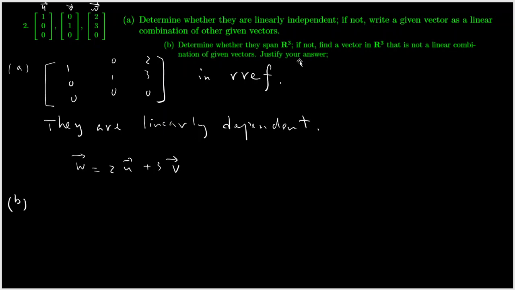Now check our notes. We also have a shortcut method. We do the same thing. We form a matrix with the components of U, V, and W in columns. Okay, you have 1 0 0, you have 0 1 0, so the first two columns. The third column is 2 3 0. Again, this is a matrix in RREF, row reduced echelon form, so this one is in RREF.